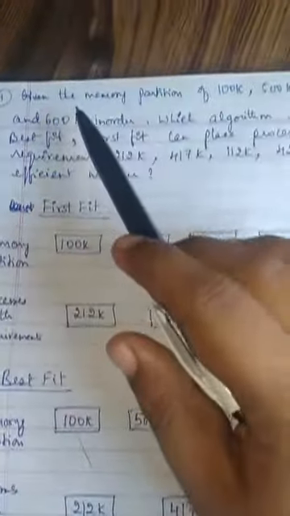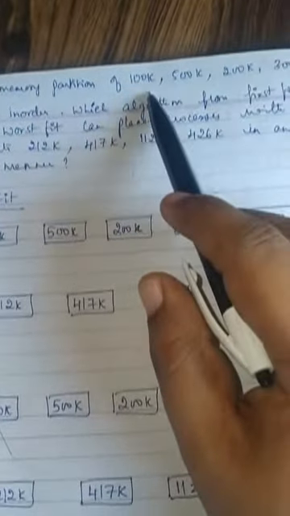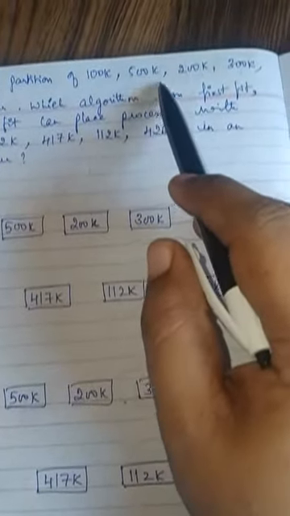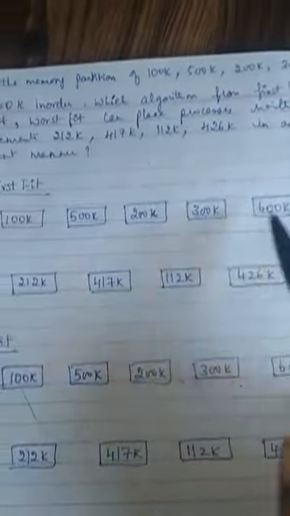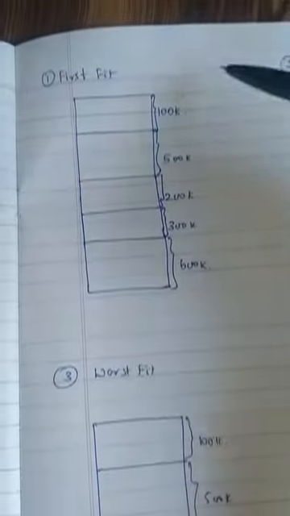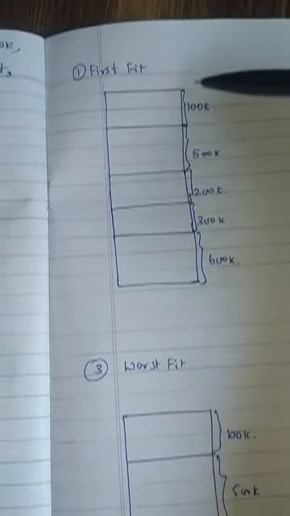Here you can see in the question they have given, memory partitions are 100k, 500k, 200k, 300k and 600k in the order. So memory is partitioned this way. Okay, so you can also write it this way. So it is in the order, it is partitioned.